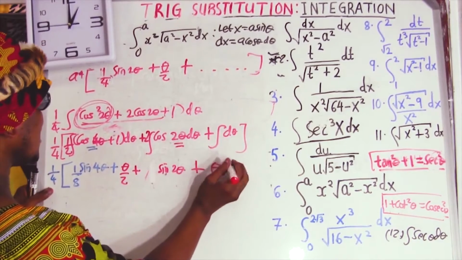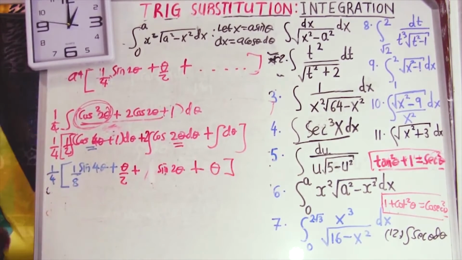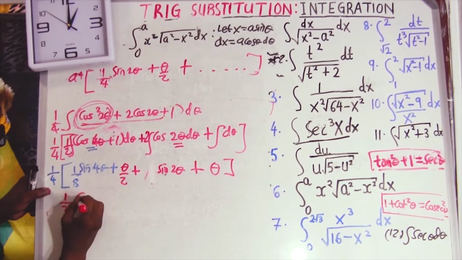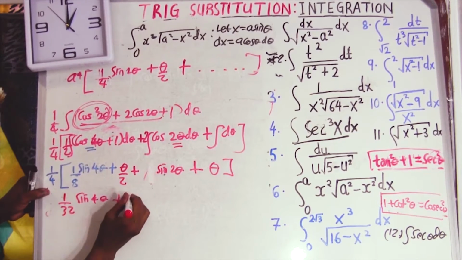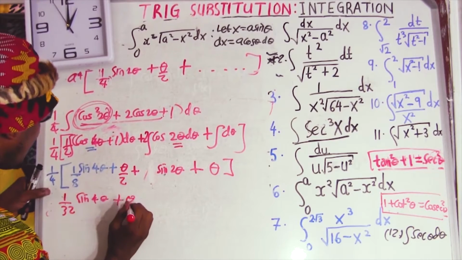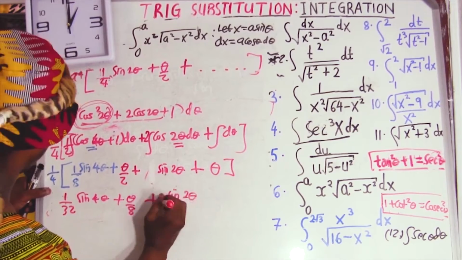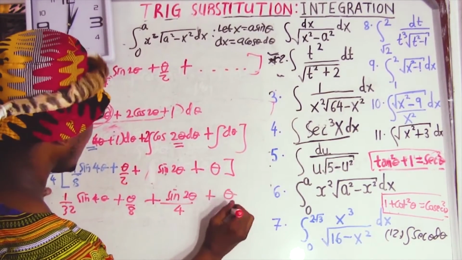With plus, this is going to give you theta. But all of them multiplied by 1 over 4. That's why I say you need a lot of space. Multiply, this is going to be 1 over 32 sine, and then plus theta over 8 plus sine over 4, and then plus theta over 4.